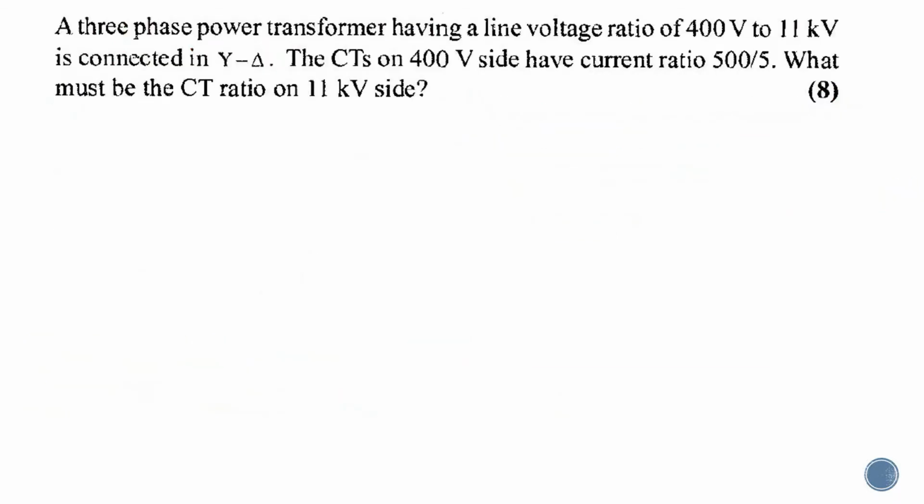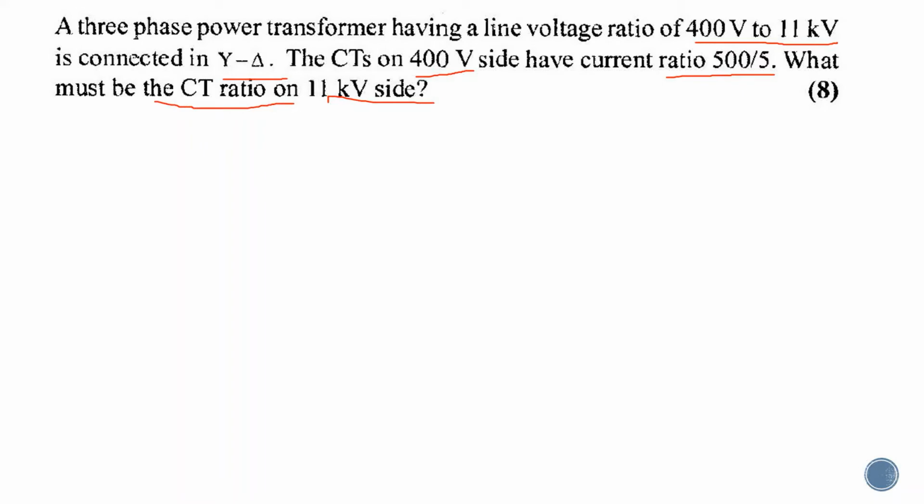Starting with the question: a three-phase power transformer having a line voltage ratio of 400 volt to 11 kV is connected in star delta. The CT on the 400 volt side has a current ratio 500 by 5. What must be the CT ratio on the 11 kV side? So we have to calculate the CT ratio of the 11 kV side.